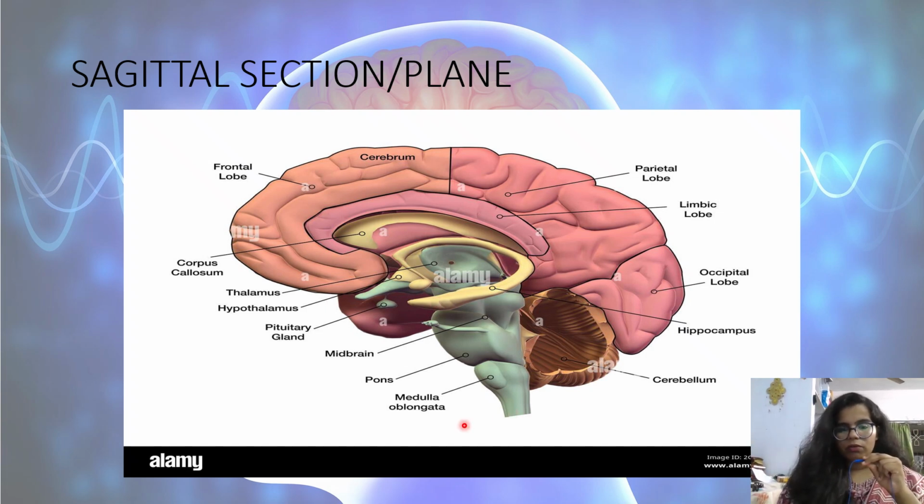Now we have the hindbrain. It comprises the pons, the medulla oblongata, and the cerebellum in combination. The pons and cerebellum combined together are known as the metencephalon. Before I forget, the midbrain is also known as the mesencephalon. Now the medulla oblongata alone is known as the myelencephalon.